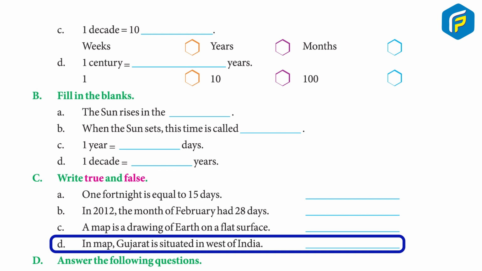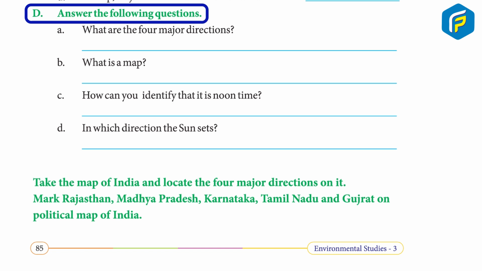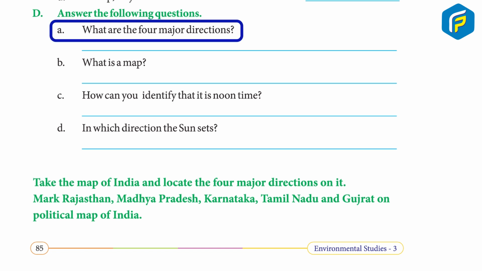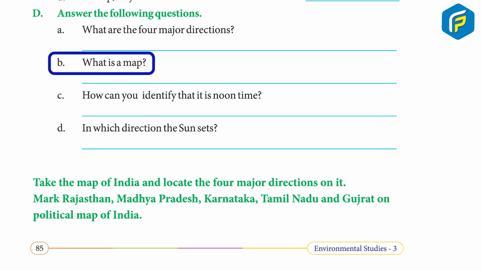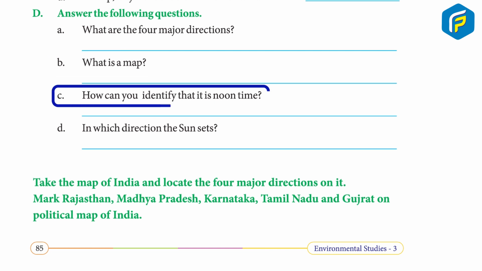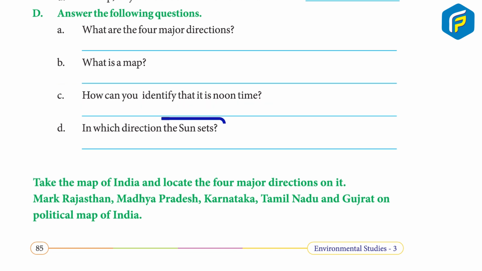D. Answer the following questions. A. What are the four major directions? Answer: East, west, north and south. B. What is a map? Answer: A map is a representation or drawing of the earth's surface or a part of its area drawn on a flat surface. C. How can you identify that it is noon time? Answer: When the sun appears high in the sky. D. In which direction does the sun set?